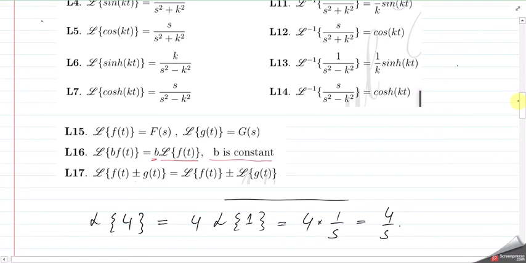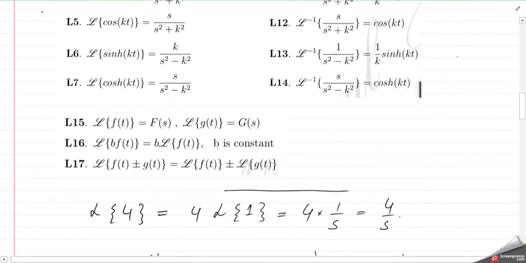Right. Laplace of 4. We know that Laplace of 1 is 1 over s. We take 4 out using this formula here, L16. So if b is a constant, b can go outside the Laplace, and we can take Laplace of the function. Our function is 1, a constant function here. 4 times 1 over s, that gives 4 over s. It's very simple.